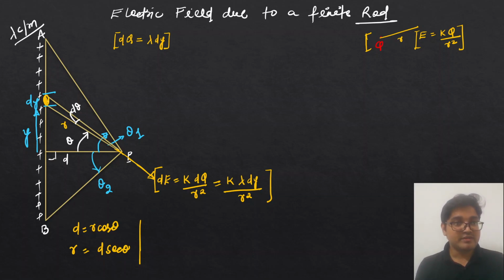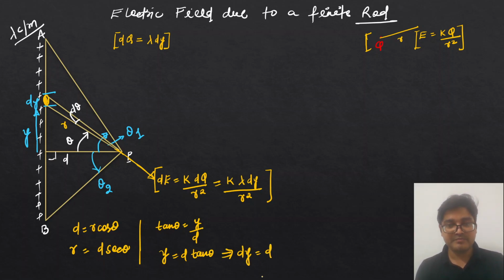Now, again using the same right angle triangle, I can write that tan theta is equal to y by d, and from here y is equal to d tan theta. Now differentiate this. This will give you dy is equal to d times the differentiation of tan theta, which is sec square theta d theta, right? So now put the value of r and dy here in this equation of dE.